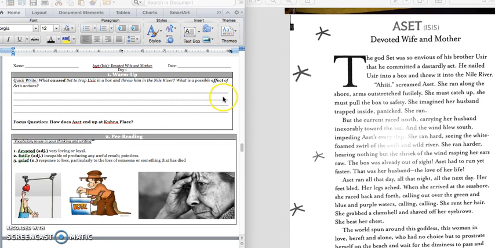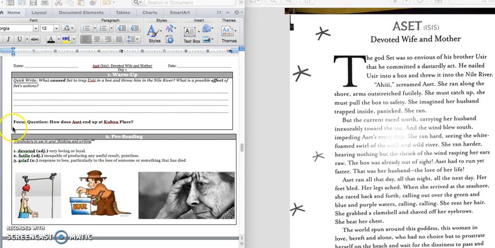And an effect of his actions are that Useer died, the people of Egypt don't have a king, and Aset is probably really upset because she just lost the love of her life. Press pause to write down your answer and play when you're ready for the vocabulary.